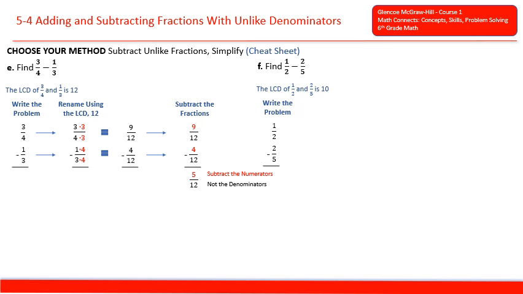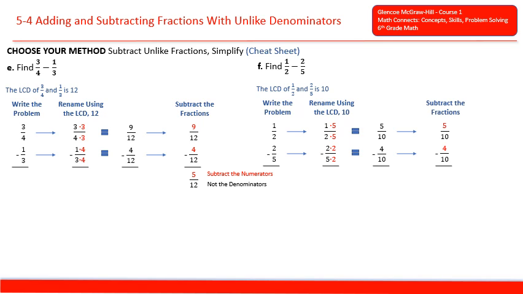Write the problem. 1/2 minus 2/5. We are going to need to rewrite both of these fractions as equivalent fractions with 10 in the denominator. So in order to do that, 2 times 5 is 10, so we multiply the numerator as well. And then 5 times 2 is 10, so we'll multiply the numerator as well. If we multiply those out, we get 5/10 minus 4/10, and our subtraction is 5 minus 4 is 1, because we subtract the numerators, but not the denominators.